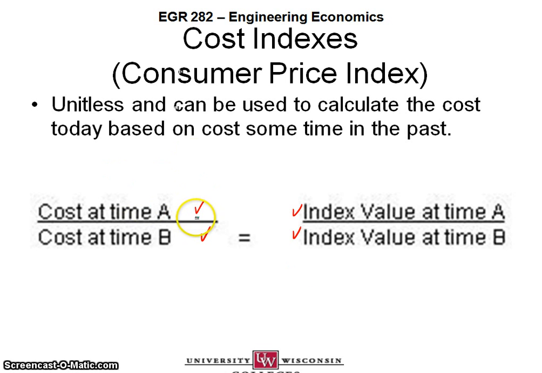Typically, though, we know some past value. We're trying to find some future value, and we know the past cost index value and then the current index value. And there are different sources, as you will see in the notes, on where to find these index values. But let's look at a problem just doing this cost indexing.